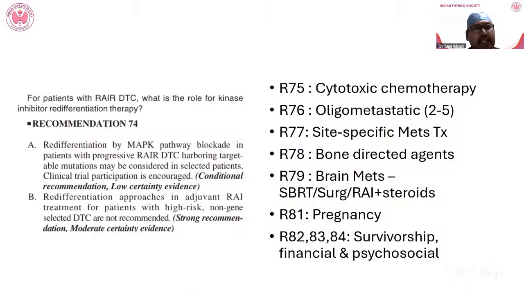Now, coming to redifferentiation therapy, it is not given in those who are radioiodine avid, but in radioiodine refractory disease. Selumetinib is one of the agents which has been used, and recommendations for cytotoxic chemotherapy are very few. Oligometastatic disease is 2 to 5 metastases, and site-specific metastasis can be treated with surgery if surgically amenable, or else with ablative techniques. Bone-directed agents have been indicated in certain patients. Yes, bisphosphonates or denosumab can be tried, but it is not outright.